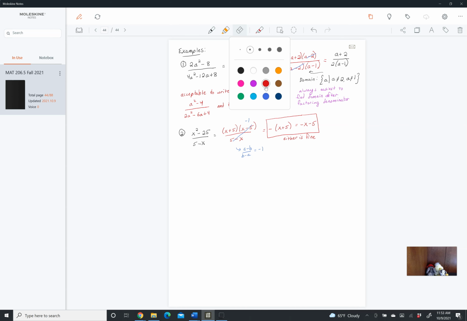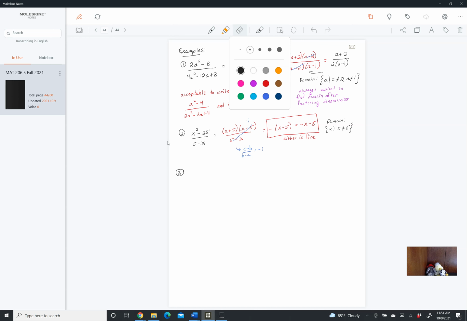Because the idea is to reduce. So in both cases, we have reduced as much as possible. Okay, and once again, our domain: x cannot equal 5 here, because if x were equal to 5, 5 minus x would be 0. Okay, let's take another one.